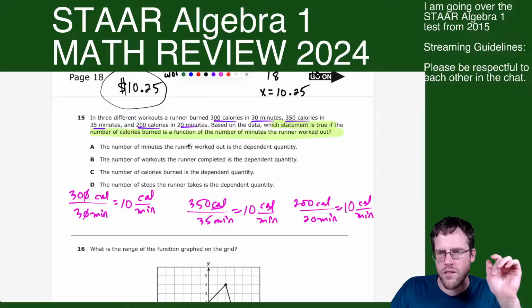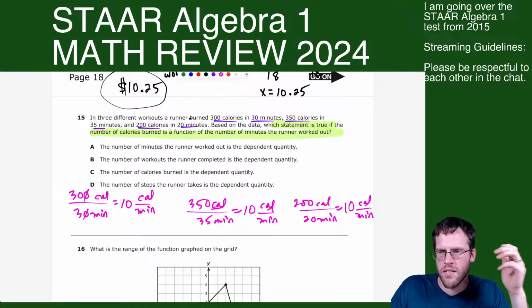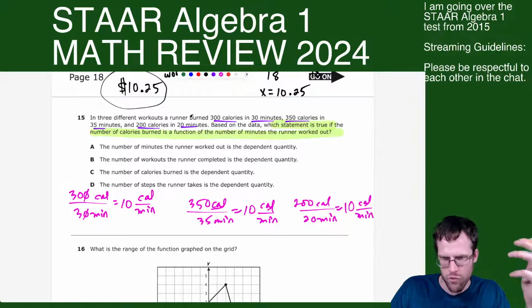The number of minutes the runner worked out is a dependent quantity. No, it's not like you burn calories and then it's like, all right, I just burned 300 calories, now I have to do 30 minutes of exercise. No, the number of calories burned depends on the number of minutes you run.